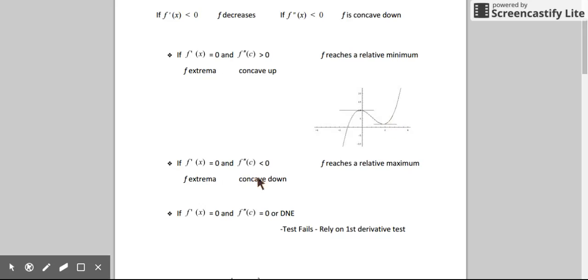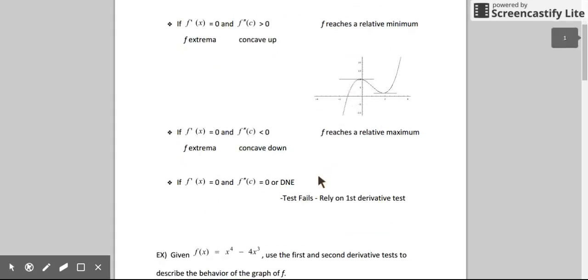And likewise, if we knew that our first derivative changed from positive to negative, we reached a maximum, but we could also say that if we found zeros of the first derivative and our second derivative was negative, we reached extrema where our graph was concave down. So we also could use that method to determine that we reached a maximum.